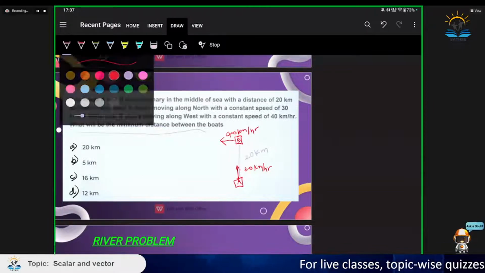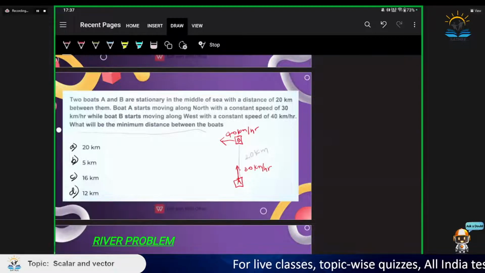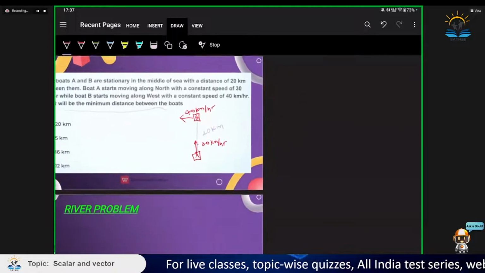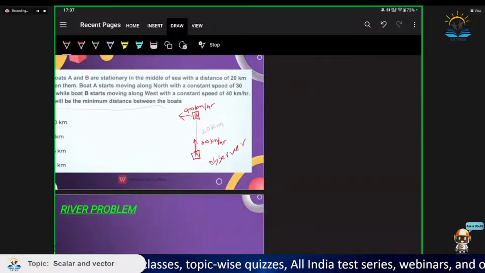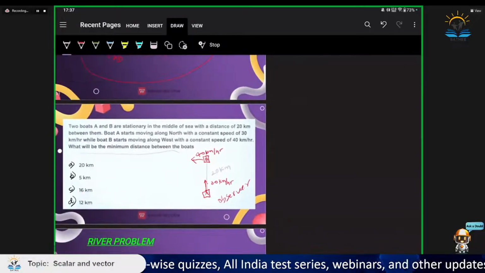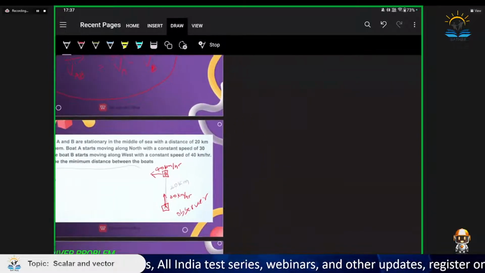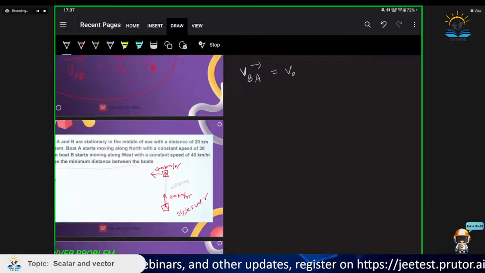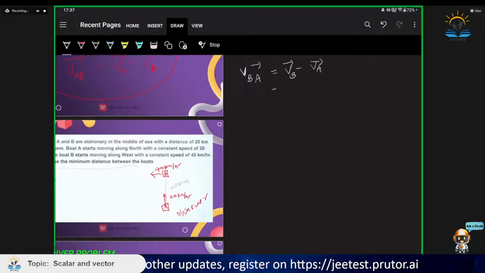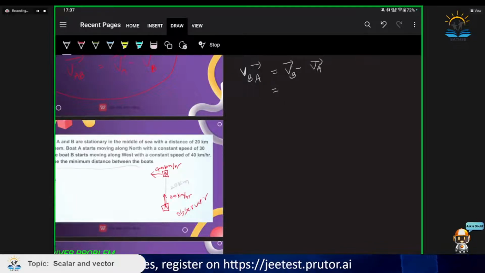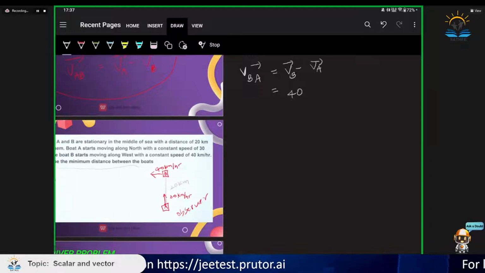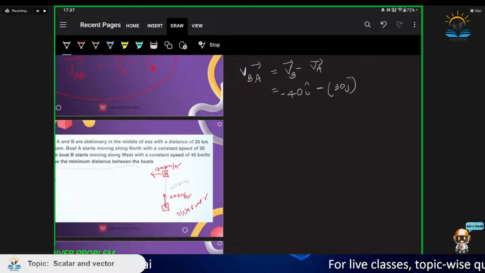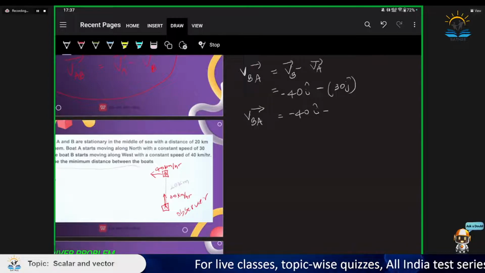When the boats start moving, what will be the minimum distance between the boats? So I am making boat A the observer. Now A is observing B. We know that if A is observing B, the velocity of B with respect to A is velocity of B minus velocity of A, as vectors. The velocity of boat B is minus 40 i cap, minus 30 j cap.